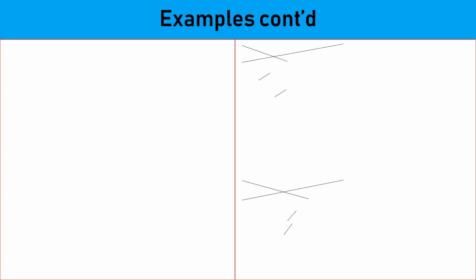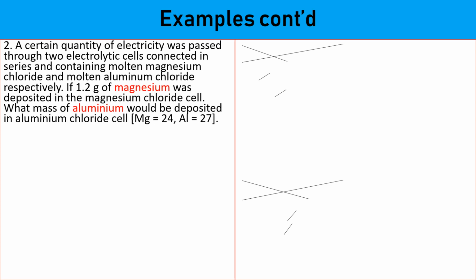Let's look at another example. Let's look at this question. A certain quantity of electricity was passed through 2 electrolytic cells connected in series and containing molten magnesium chloride and molten aluminum chloride respectively. If 1.2 gram of magnesium was deposited in the magnesium chloride cell, what mass of aluminum would be deposited in the aluminum chloride cell? Take the atomic mass of magnesium to be 24 and that of aluminum to be 27.